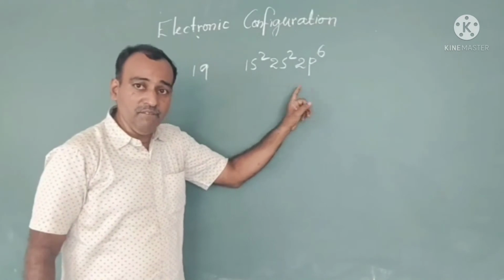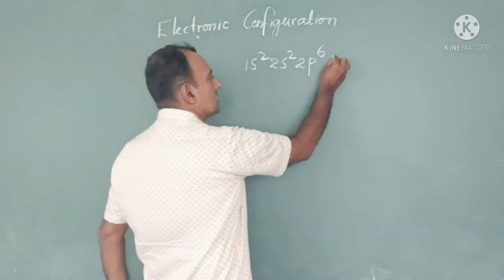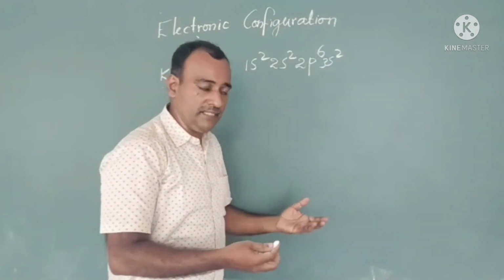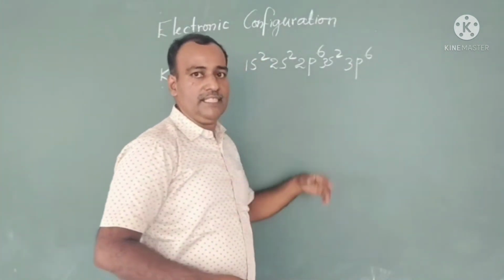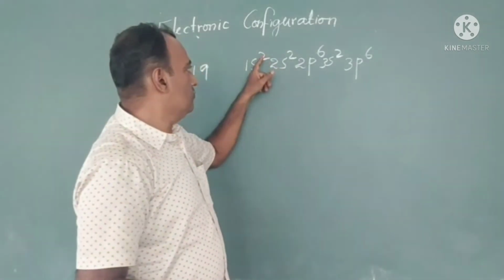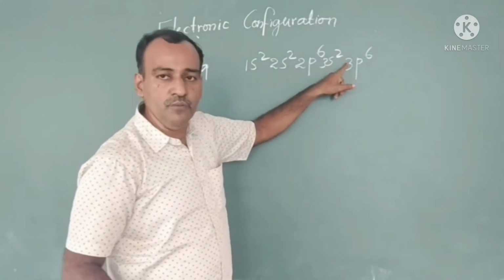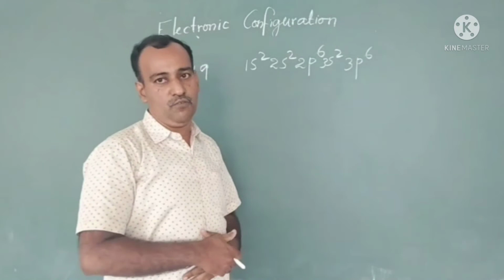After 2p, we will fill the 3s orbital. So 3s can accommodate 2 electrons. After 3s, the 3p orbital will come. It can accommodate 6 electrons. Totally how many electrons are over? 2 plus 2, 4. 4 plus 6, 10. 10 plus 2, 12. 12 plus 6, 18 electrons over.